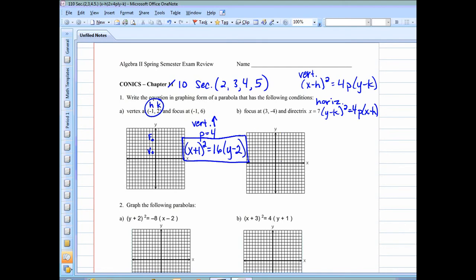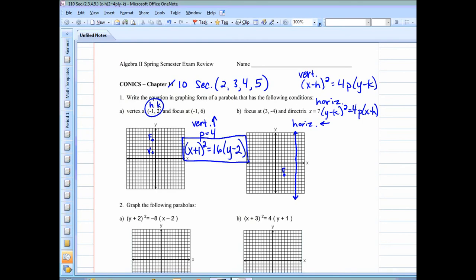Next one, the focus is at (3, -4), and the directrix is at x equals 7. So we have a vertical line at 7. So if the vertex is contained in the parabola and it curves around the focus and the directrix line is behind it, then that means this is going to open to the left. So I know it is horizontal, and I just put my little arrow opening left.